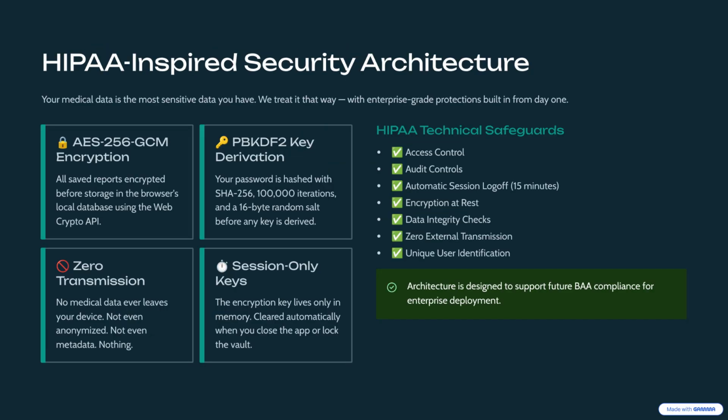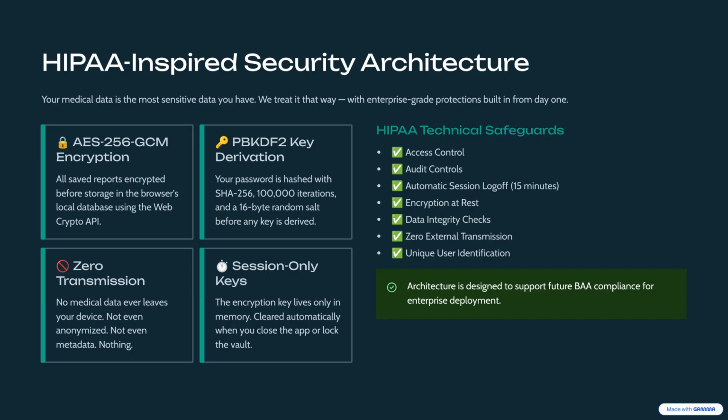Privacy is not a feature we added at the end. It is the architectural foundation. Every saved report is encrypted with AES 256 GCM before it is written to the browser's local database. The encryption key is derived from the user's password using PBKDF2 with SHA 256 and 100,000 iterations. That key never persists. It exists in memory only and is cleared when the user closes the app.